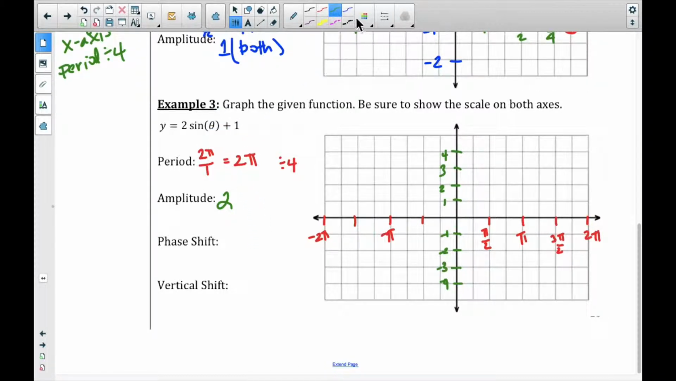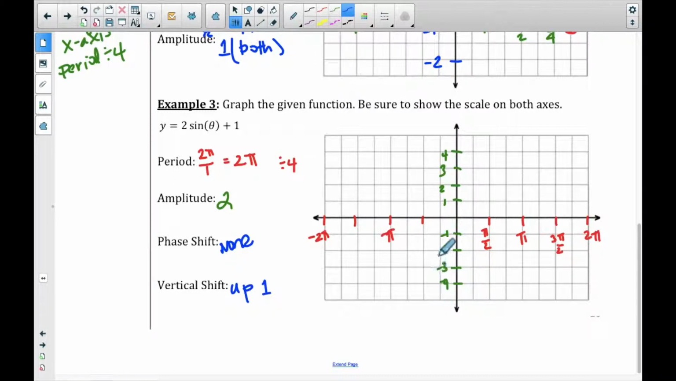All right, let's talk about phase shift. Phase shift is what's going on inside those parentheses. Is there a plus anything or a minus anything? That would move it left or right. No. There's no phase shift. Vertical shift is what's on the end, and there is one of those. It's going to be going up 1.